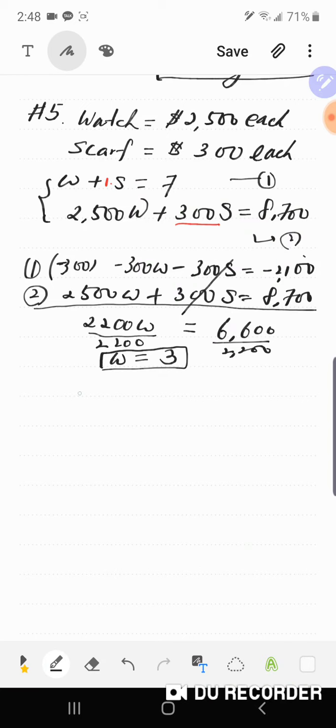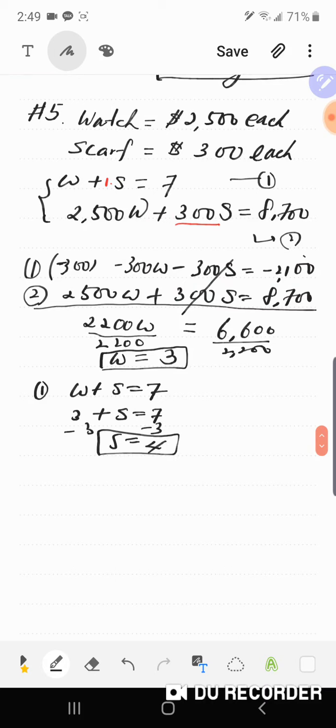So let's find the scarves. From the first equation, watch is 3, right? So the number of scarves is, minus 3 on each side, 4. So the number of watches is 3 and the number of scarves is 4.